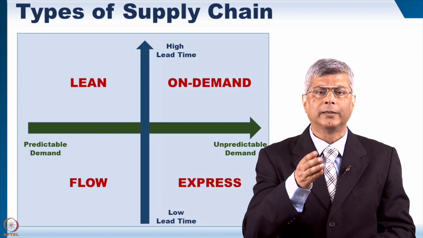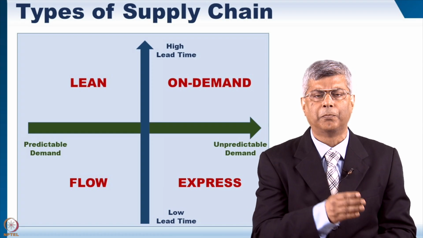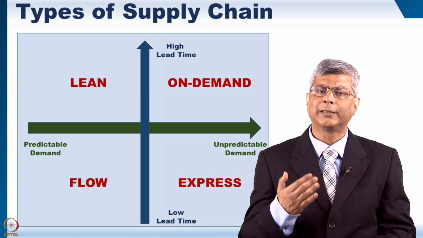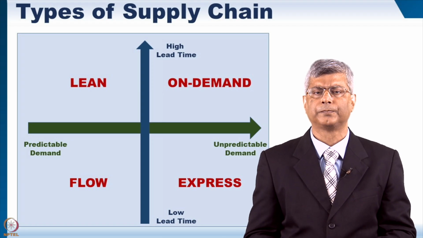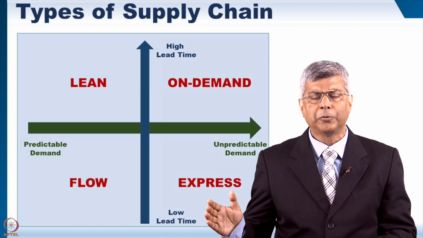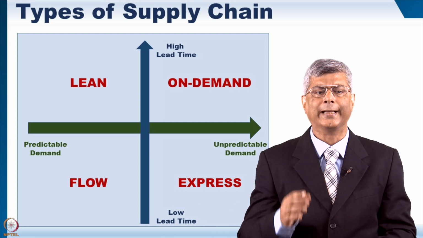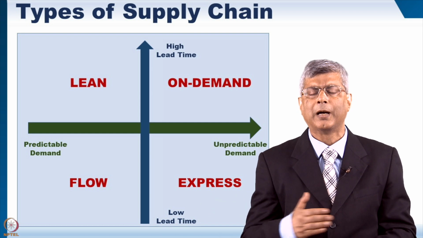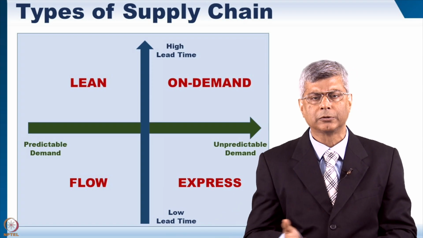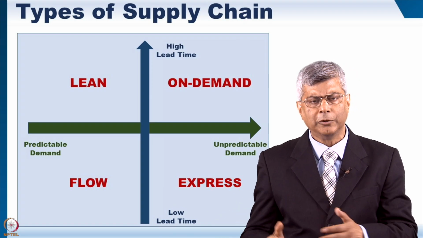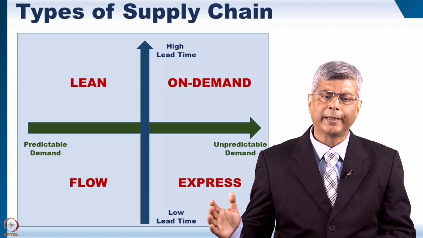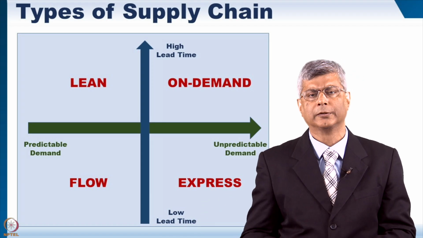Let's start with the left bottom side. So that's a low lead time, but it's a predictable demand. So it could be just oil and gas. So it's predictable demand and it's being produced continuously. And therefore it's probably a flow movement.